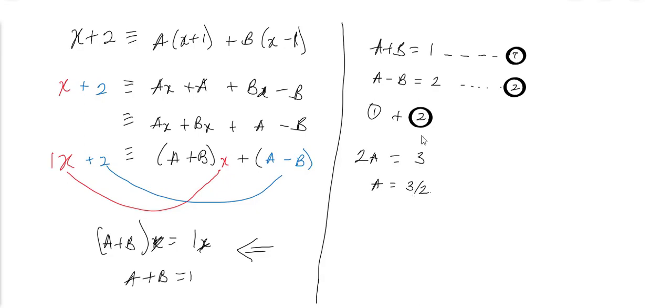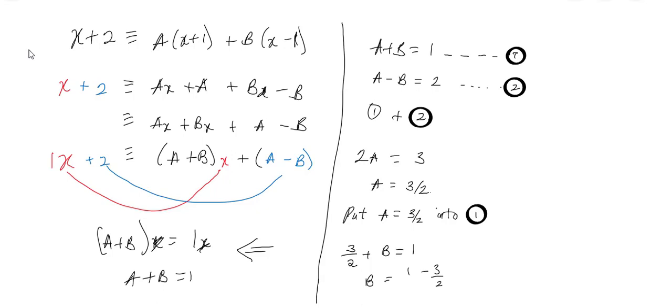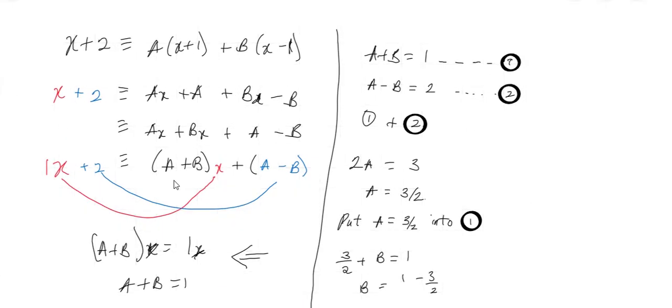And substituting this into any of the equations, let me put a is equal to 3 over 2 into equation 1. This will get me 3 over 2 plus b is equal to 1. b is equal to 1 minus 3 over 2, and you solve for this one, and this should be negative 1 over 2. So b is equal to negative 1 over 2.